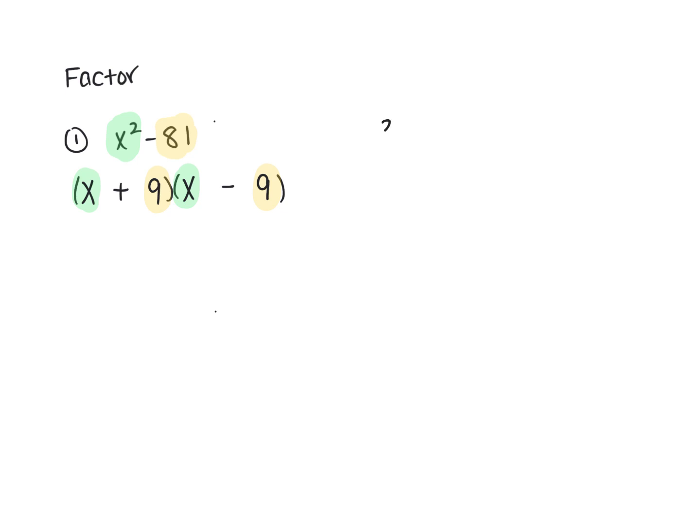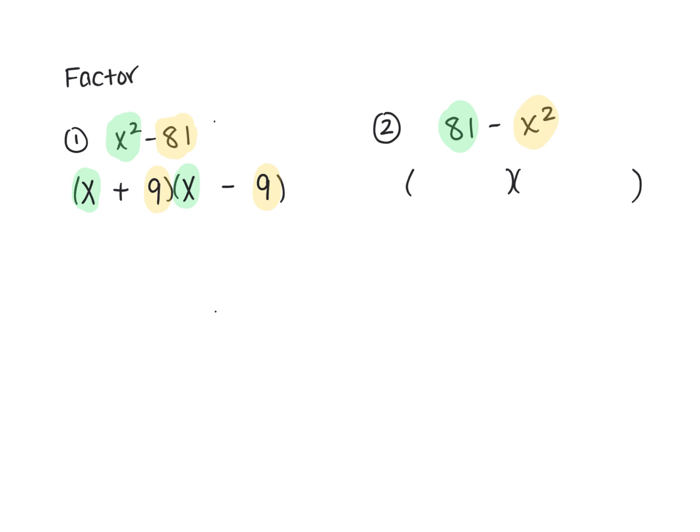Okay, what about example number 2? What if I gave you 81 minus x squared? So again, very similar, but this time I've switched them. So 81 is your first term and x squared is your second term. Still a difference of two perfect squares. So we're going to do the two parentheses.